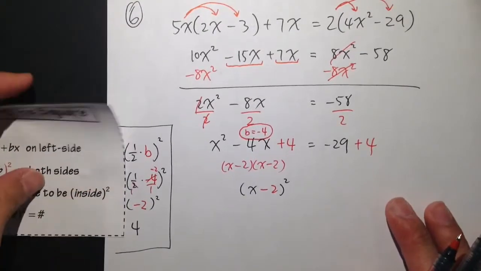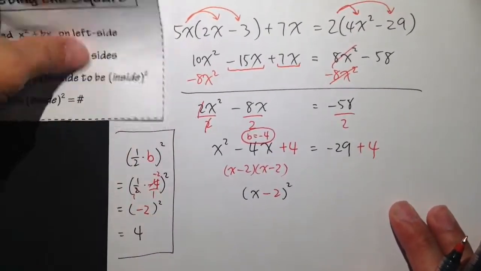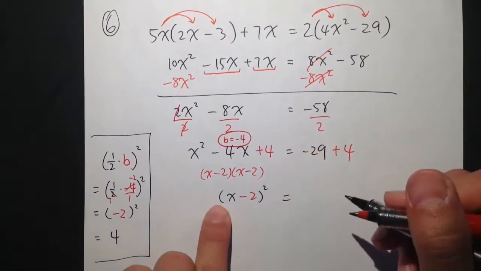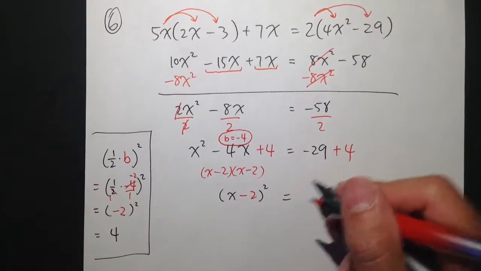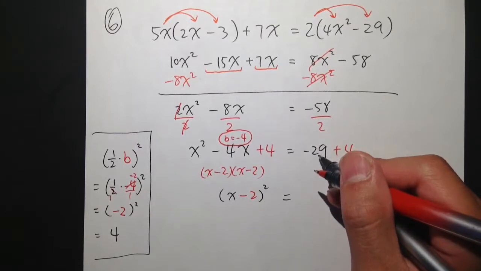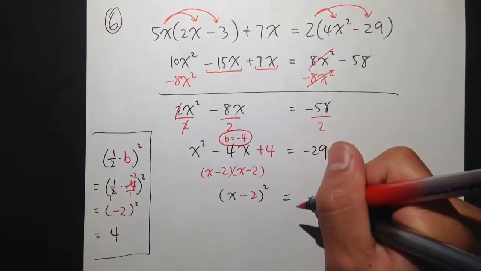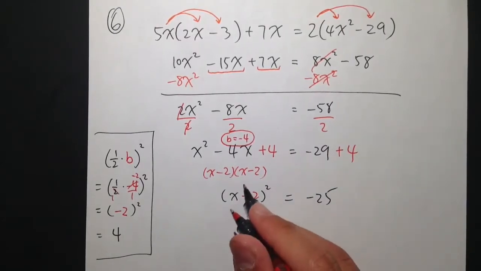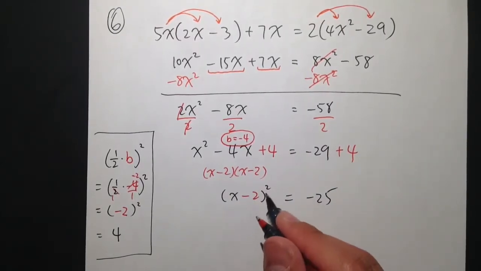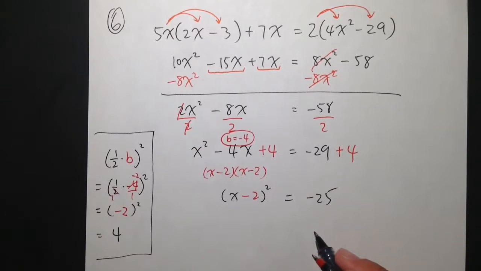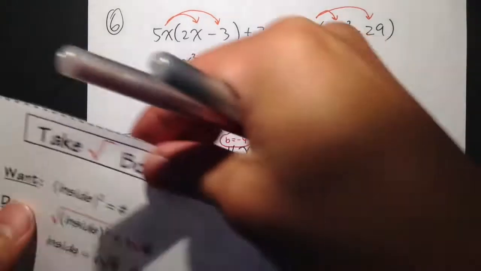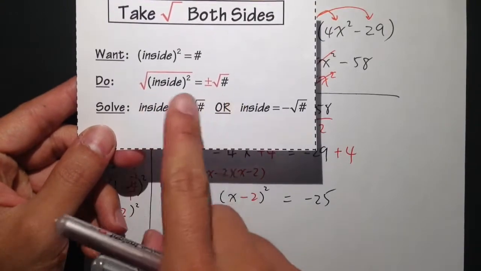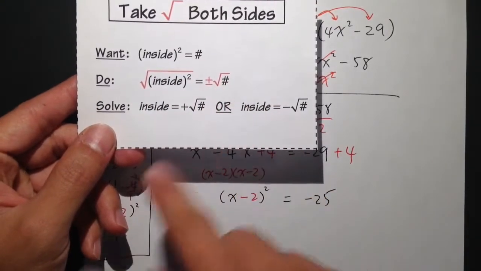So now I need this. So just look at this. Aha. x minus 2 squared is equal to negative 29 plus 4, which is negative 25. So a perfect square, something inside to the second power, is equal to a number. And then we're just going to square root both sides, and don't forget the plus minus, and then solve it.